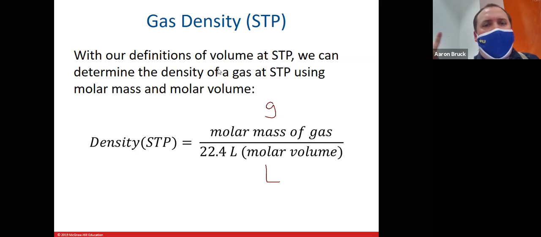So on Friday, we'll do one example with gas density just to kind of wrap up the chapter. And then we're moving on into chapter 11 to talk about solutions, which should kind of coincide a little bit with what you have been doing in lab this week.